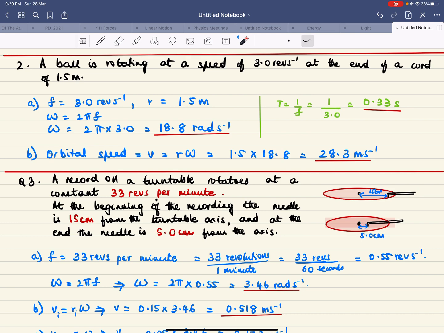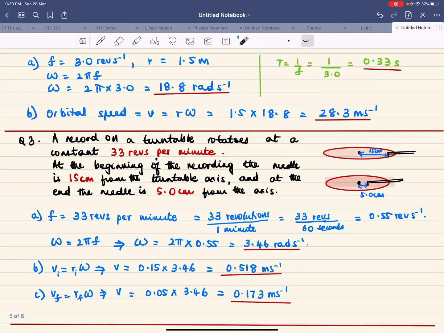Just like I said, revolutions per second is frequency. Revolutions per minute also indicates frequency, but we need to change the per minute to per second. Question A is calculate the angular speed of the record. Angular speed omega is 2 pi f, but we need f to be revolutions per second. So f is 33 revs per minute. That means 33 revolutions in 1 minute. Revolutions you keep as it is, but a minute is 60 seconds. So 33 divided by 60, you get 0.55. Now you know your f. To get omega, you just do 2 pi f, multiply that, and you get the answer.